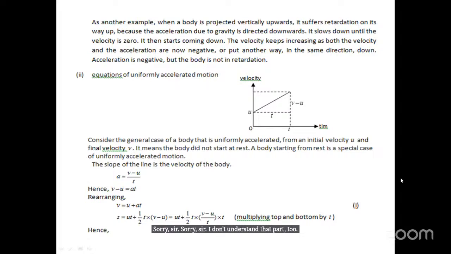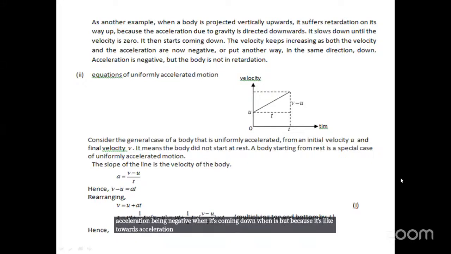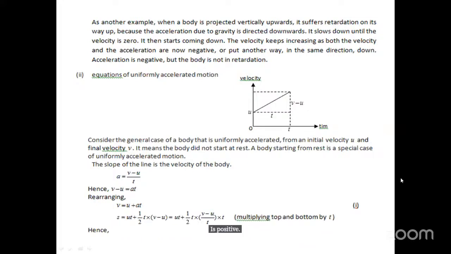About the acceleration being negative when it's coming down. Because it's towards the acceleration due to gravity. So why is it still negative? Is acceleration due to gravity positive or negative? The acceleration when coming down is positive. Acceleration due to gravity is negative, so for it to be negative, the body should be moving up. If it's negative, it has to be going up. But if it's coming down, it's supposed to be positive.